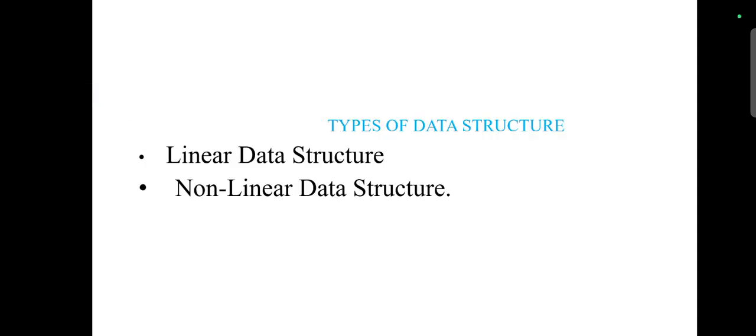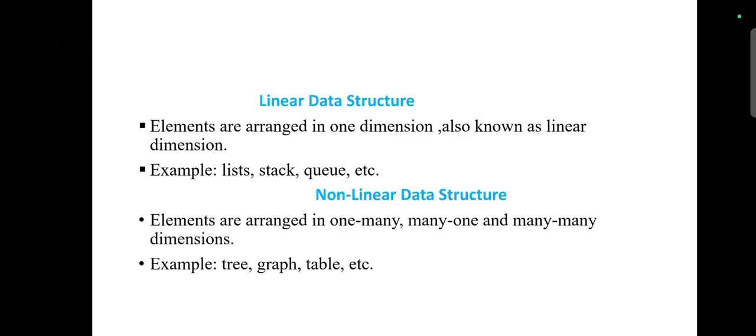What are the two types of data structures? One is linear data structure, and one is non-linear data structure. Linear data structure is also called a sequential data structure. Non-linear data structure is also called a non-sequential data structure.